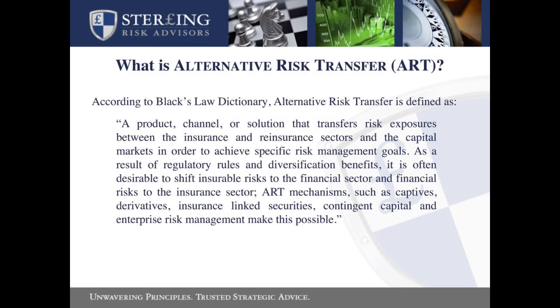So we're going to talk about alternative risk transfer, which is a product or a channel or a solution that transfers risk exposures between the insurance and reinsurance sectors and the capital markets in order to achieve specific risk management goals. It's a regulatory diversification benefit, and Bev's going to get a little more into that in a second.